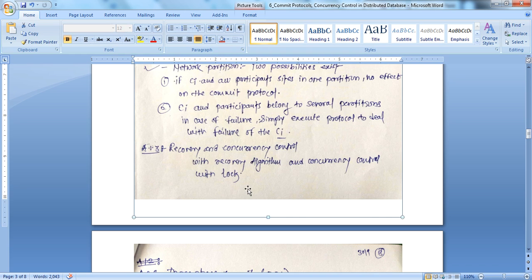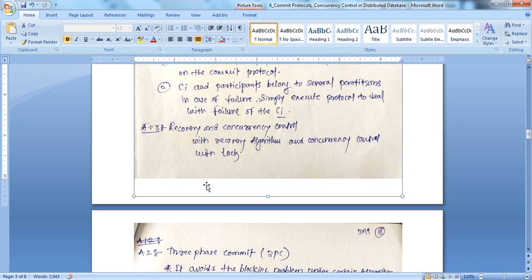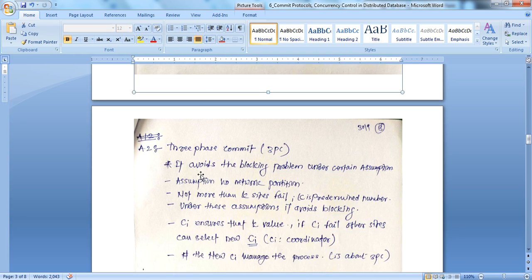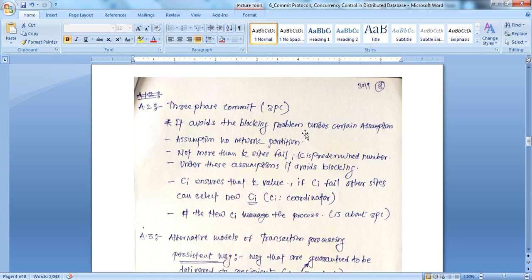That one is done with the recovery algorithm and concurrency control with the lock system, right? Now the three-phase commit protocol. We already know about the 2PC; there is also a 3PC. It avoids the blocking problem under certain assumptions: no network partition. So when 3PC works, it assumes that there is no network partition, and that no more than k sites fail. K is a predetermined number. Say we consider 10 sites, and if 5 sites fail, then 3PC is not workable.